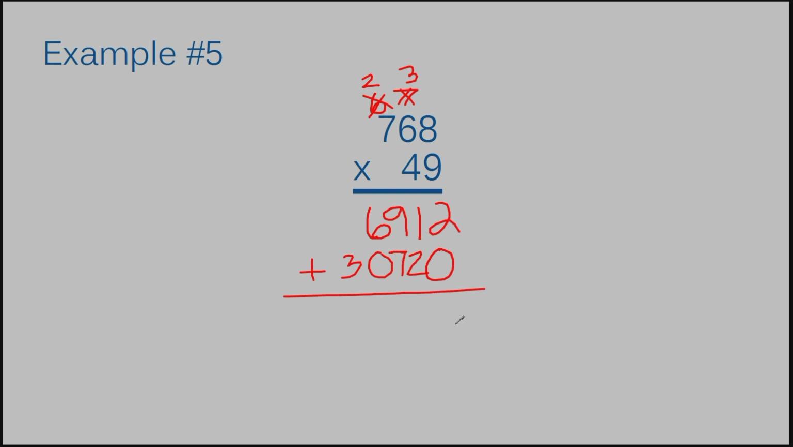2 plus 0 is 2. 1 and 2 is 3. 9 and 7 is 16. So I'm going to have to carry here my 1, write my 6 in. 1 and 6 is 7. And finally, my 3 just comes down. I have more than 3 digits in my number, so I make sure to add my comma.